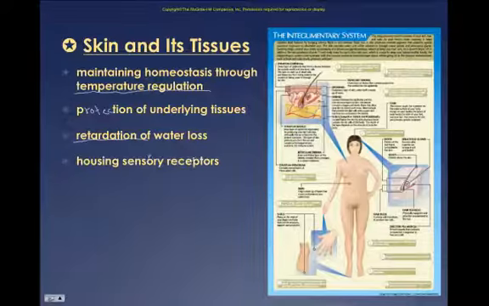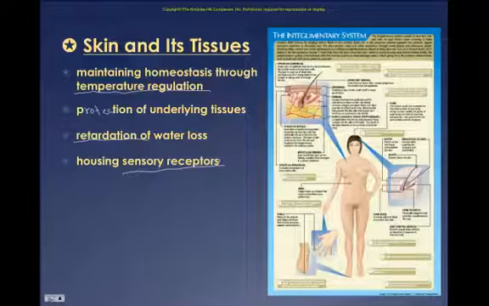It also houses certain sensory receptors. So we'll even talk about some of these sensory receptors that allow us to pick up the sensations of touch and deep pressure.